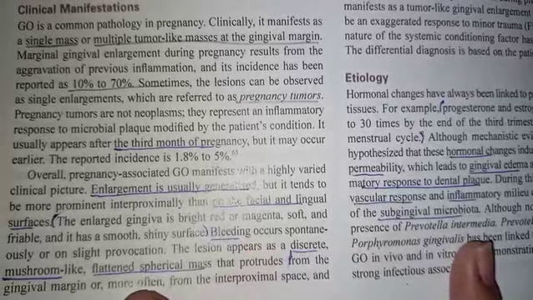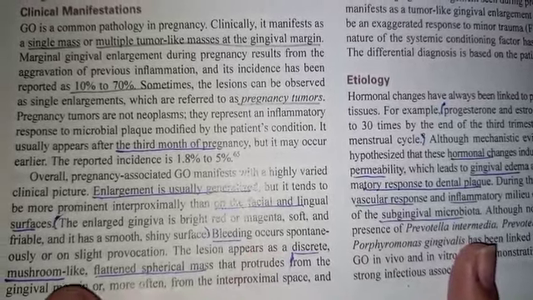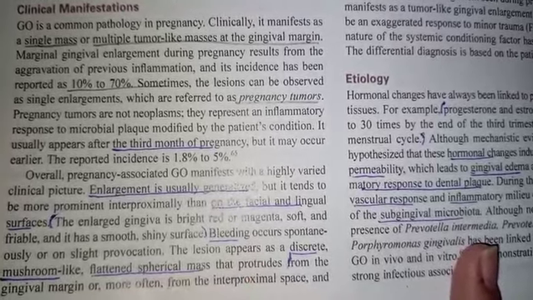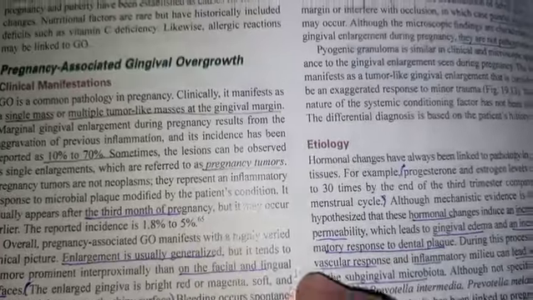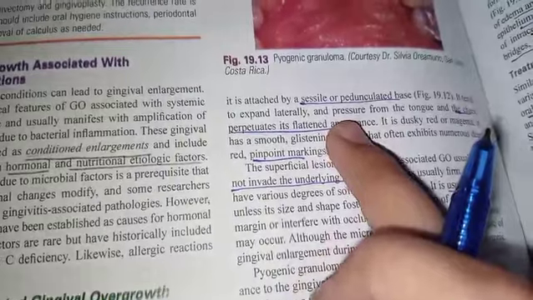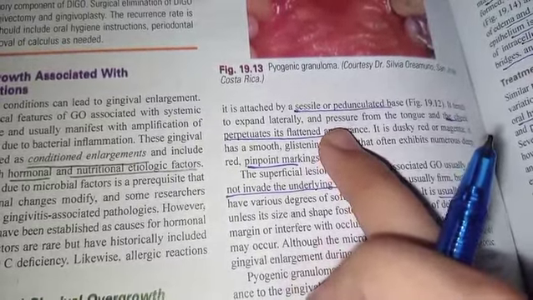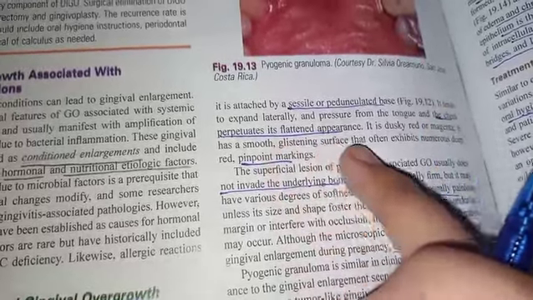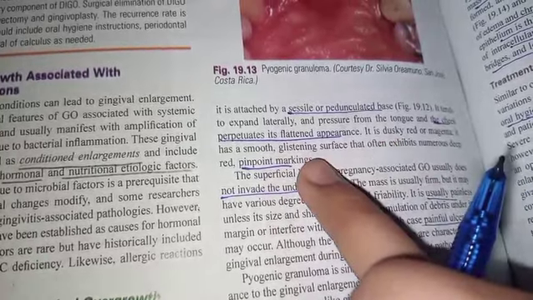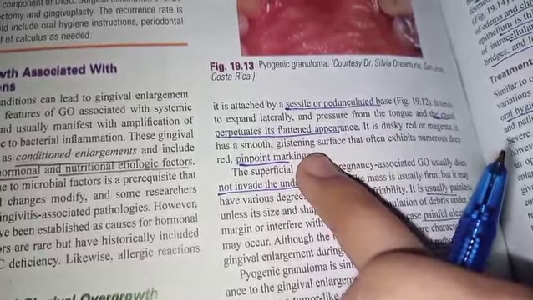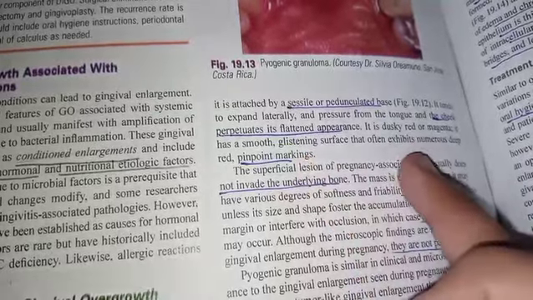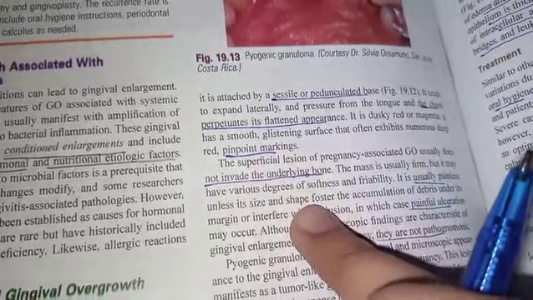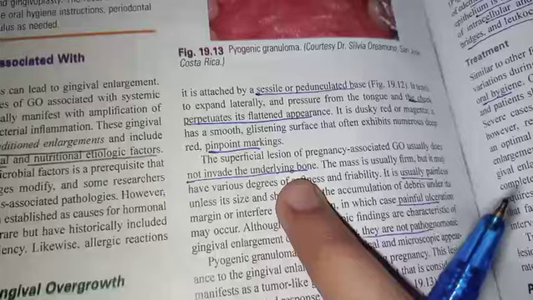They are discrete, mushroom-like, flattened spherical masses that can protrude from the gingival margins and often from the interproximal spaces. It can be pedunculated and sessile also, and the cheek can perpetuate its flattened appearance. It is also dusky red with a glazed surface. It shows numerous deep red pinpoint markings, but it does not involve the underlying connective tissue.